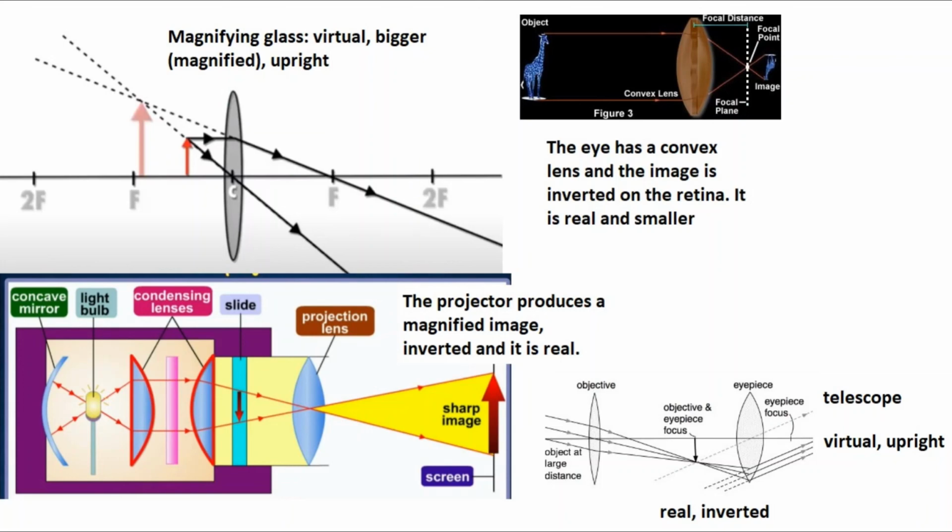If you look at the telescope, can you see inside the middle of the diagram, you've got the objective and eyepiece focus. For that focus, it is real and inverted. And then if you look at the eyepiece, where there's another convex lens, it will be virtual because you have to trace the light back, and it will be upright.